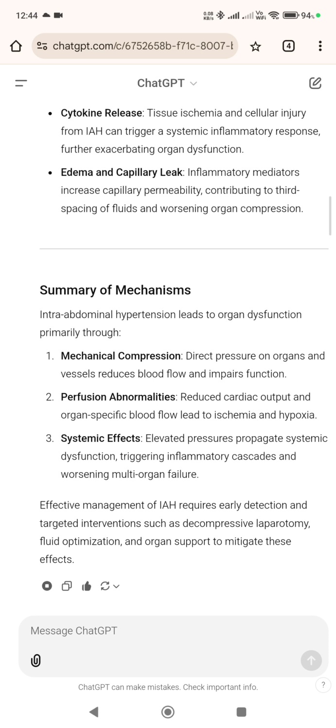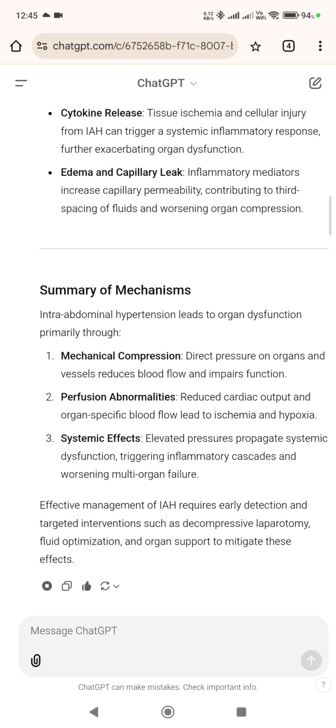Summary of mechanisms. Intra-abdominal hypertension leads to organ dysfunction, primarily through: 1. Mechanical compression. Direct pressure on organs and vessels reduces blood flow and impairs function. 2. Perfusion abnormalities. Reduced cardiac output and organ-specific blood flow lead to ischemia and hypoxia. 3. Systemic effects. Elevated pressures propagate systemic dysfunction, triggering inflammatory cascades and worsening multi-organ failure.